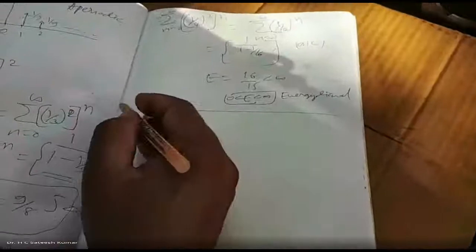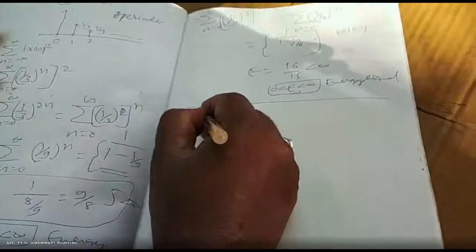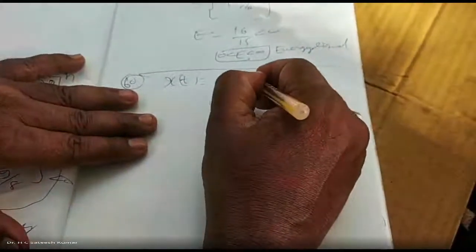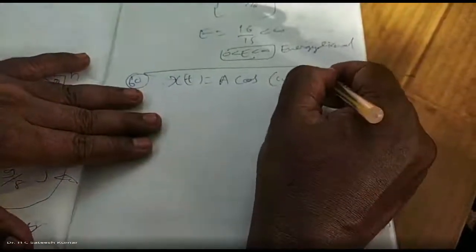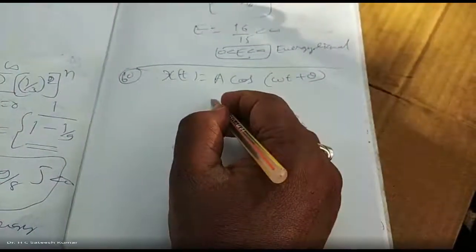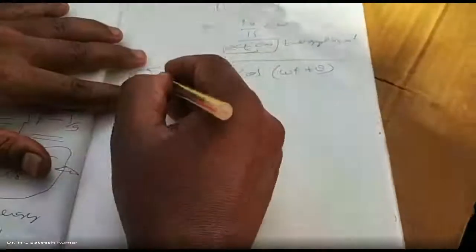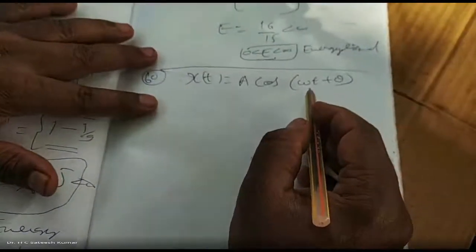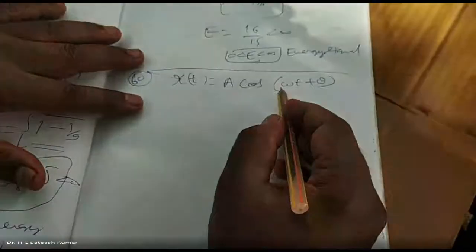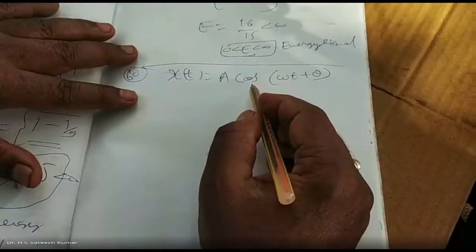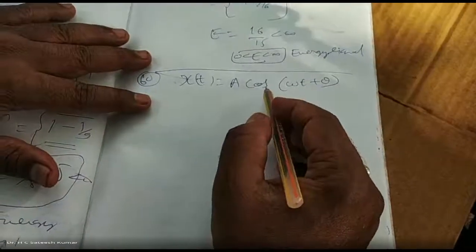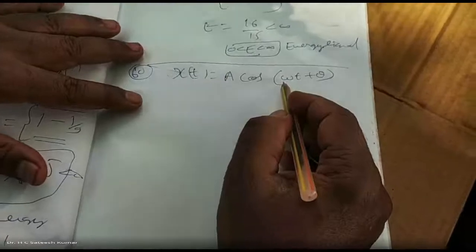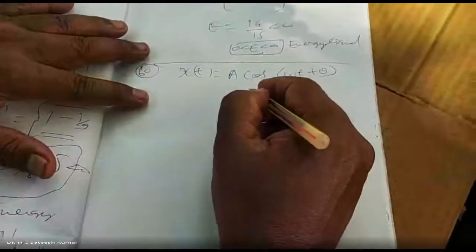Another examination problem. x of t is equal to A cos of omega t plus theta. Now, any cos and trigonometric individual functions are always periodic, we said, no? So therefore, it is periodic only. Once it is periodic, you need to calculate power. Okay, right. So it is periodic.